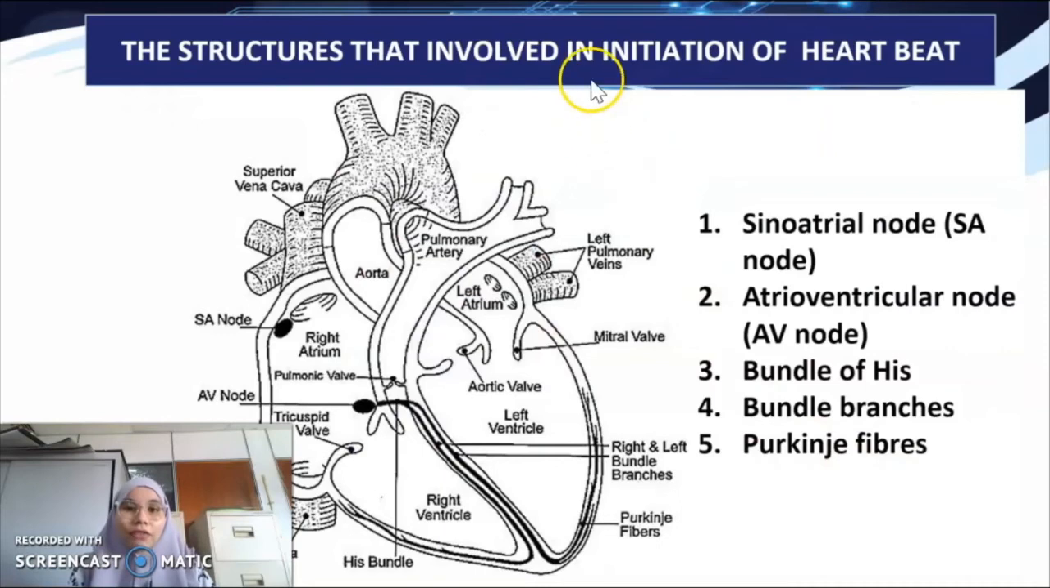The structures that are involved in the initiation of heartbeat. The first one is the sinoatrial node. The second one is the AV node, or the atrioventricular node. The next one is the bundle of His. Then the bundle branches, so we have the right bundle branch and the left bundle branch. Then the bundle branches are connected to the Purkinje fibers.